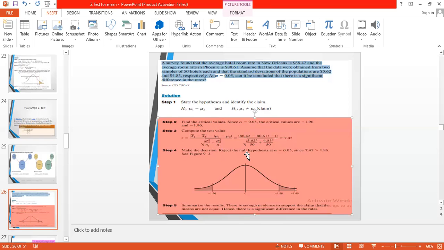So we reject the null hypothesis because 7.45 is greater than 1.96, which is our critical value. There is enough evidence to support the claim that the means are not equal. There is a significant difference in the rates.